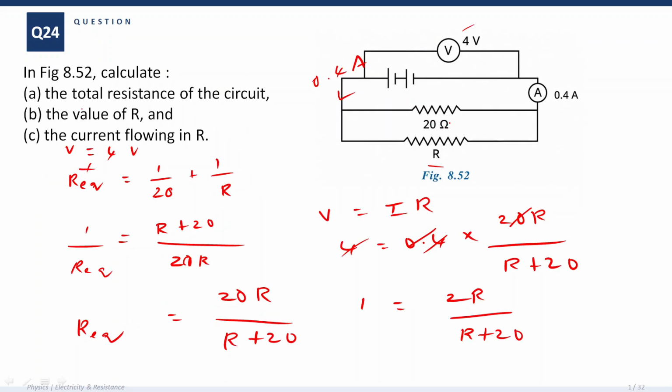The next one, the current flowing through R. Both resistors are equal, 20 ohms, 20 ohms. So from each branch, the same current flows through it. So here 0.2 amperes of current is flowing through this also, 0.2 amperes of current.